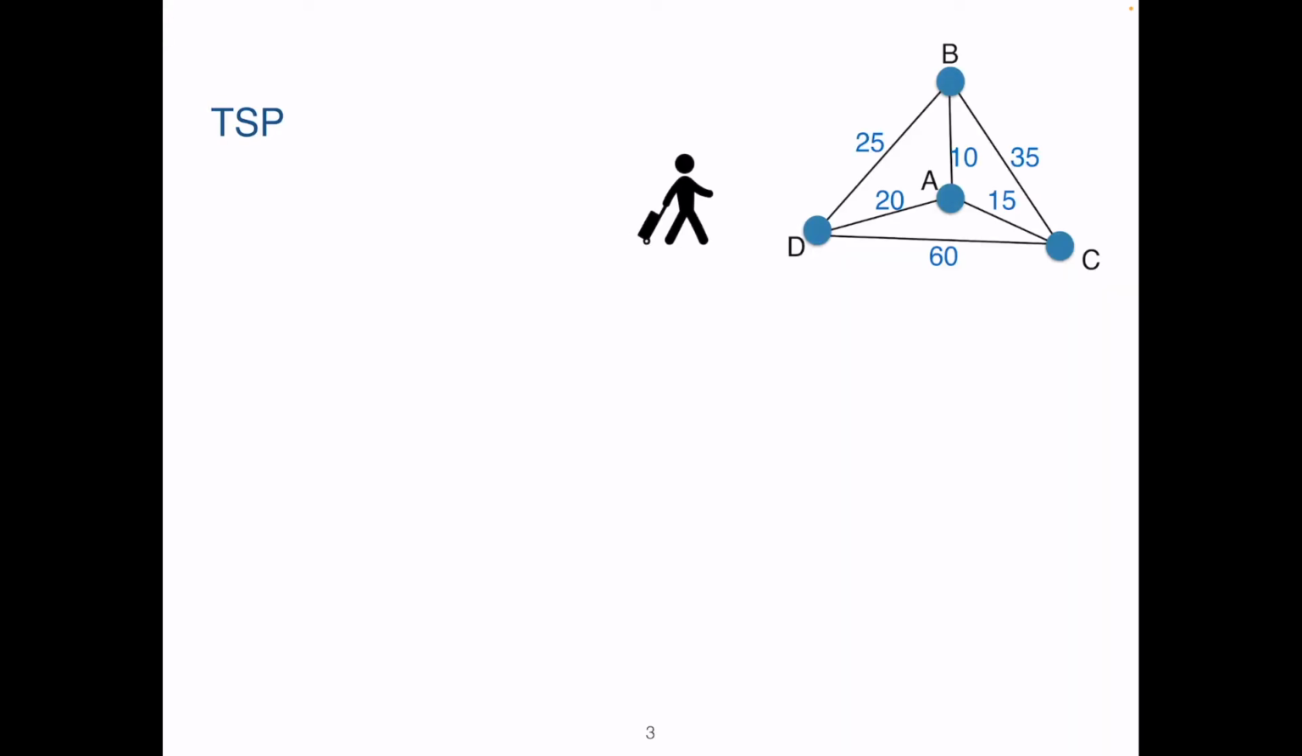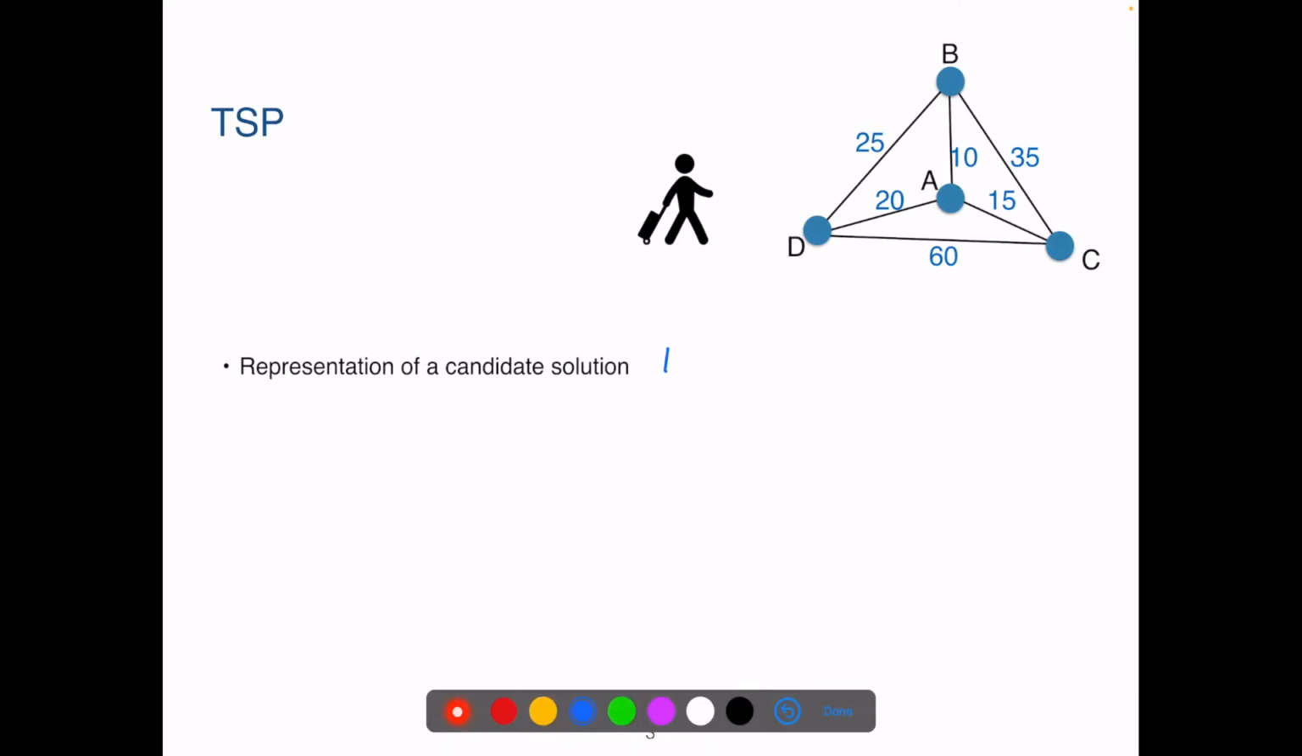A small example here. There are four cities, A to D. We know all the pairwise distances. Our first question is, how can we represent a candidate solution? Or how can we represent a cycle of cities where each city appears exactly once? It can be a permutation of all the cities. We can write A, B, C, D, and it goes back to A. Or another candidate solution could be B, D, A, C, B.